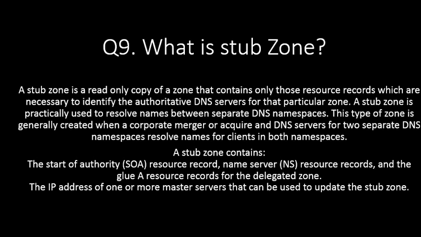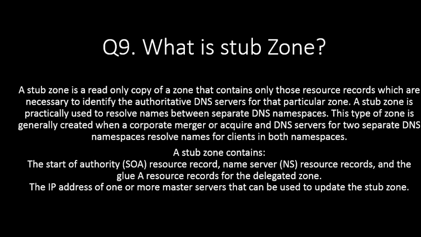Question number 9. What is stub zone? A stub zone is a read-only copy of a zone that contains only those resource records which are necessary to identify the authoritative DNS server for the particular zone. A stub zone is particularly used to resolve names between separate DNS name servers. This type of zone is generally created when a corporate manager acquires a DNS server for two separate DNS namespaces to resolve names for clients in both namespaces.